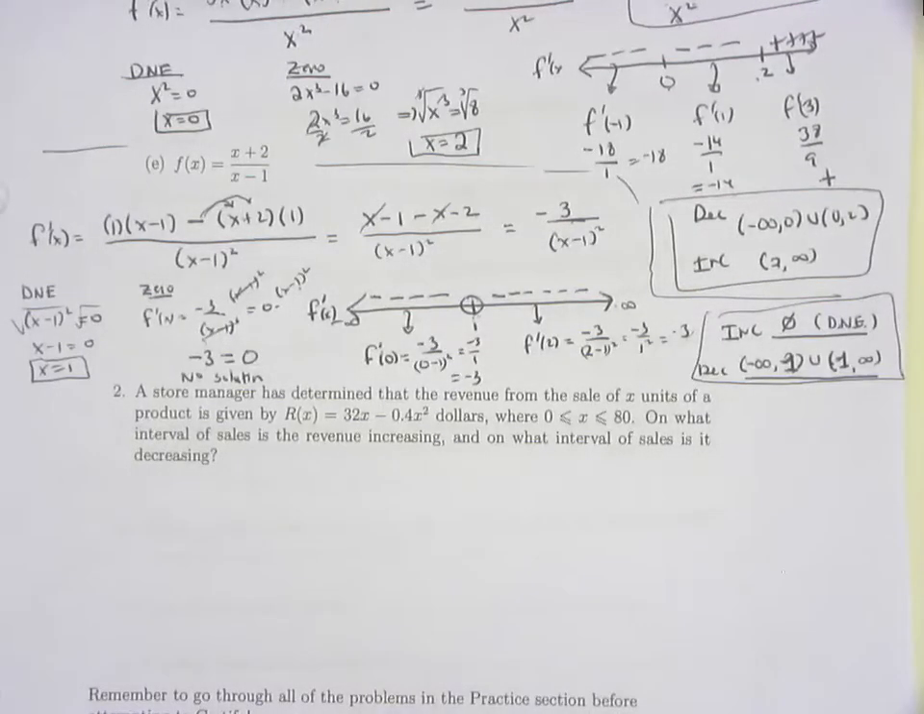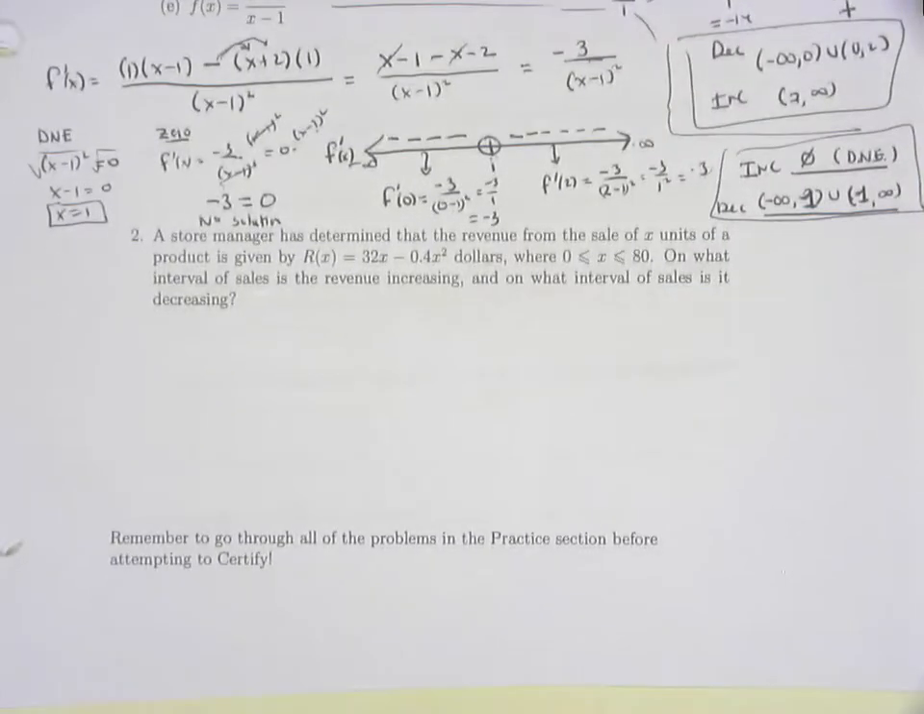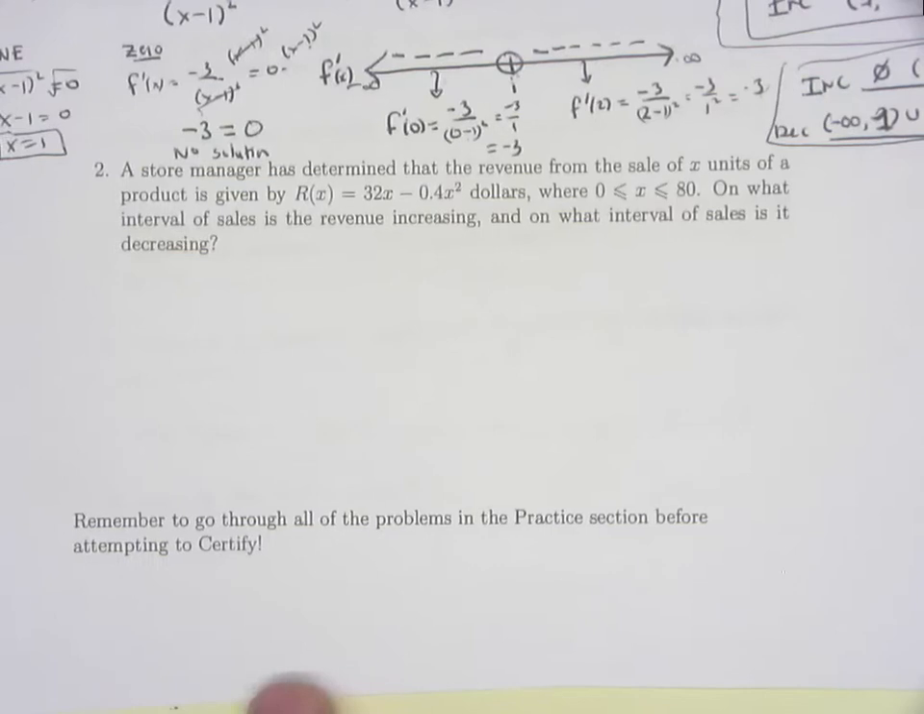In a similar light, take a look at this last one here, because you know it's going to be in our word problem format. A store manager has determined the revenue of the sale of x units of a product is given by, well, Merry Christmas, they gave you the revenue equation here. R of x equals 32x minus 0.4x squared dollars, where 0 is less than or equal to x, which is less than or equal to 80. On what interval is the revenue increasing, and on what interval is the revenue decreasing?